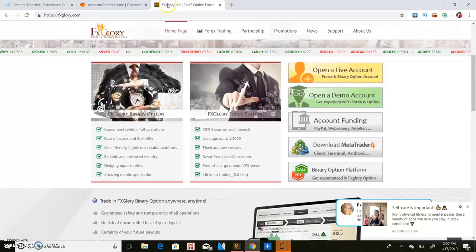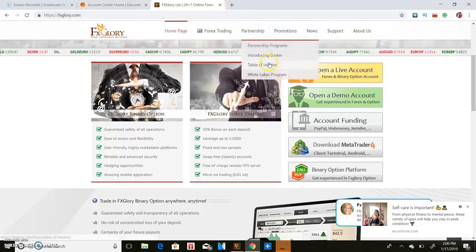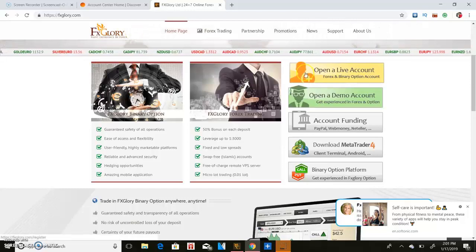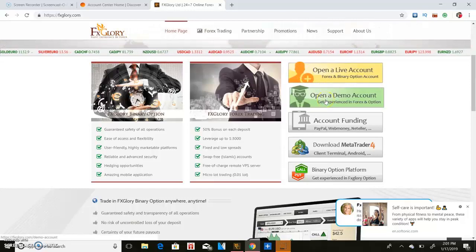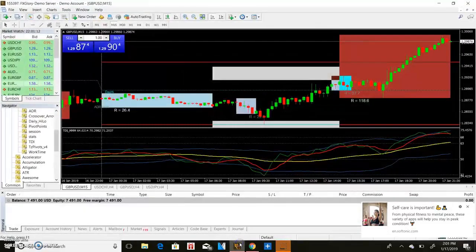So you can go to fxglory.com, and I usually just use FX Glory to trade demo. You could also use Trader's Way to trade demo as well. But when trading live, every now and then I might use FX Glory, but I use tradersway.com. Like I said, you can go to FX Glory, click on open a demo account, and download the MetaTrader 4, which is this right here. This is what it's called, the MetaTrader 4.